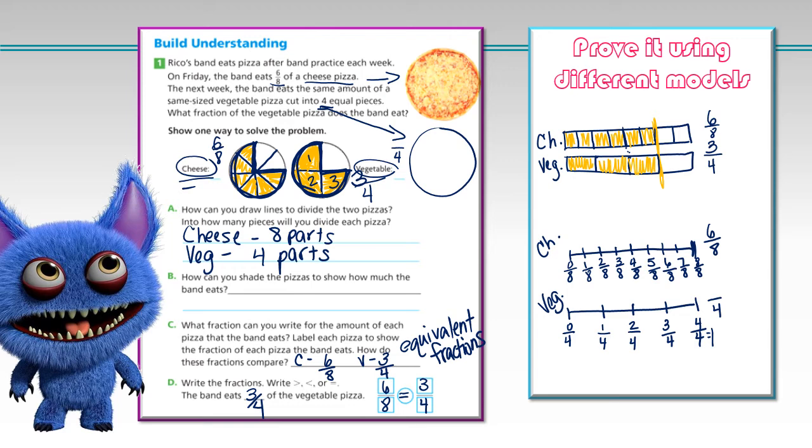So let me get another color. Okay, and I know that my cheese pizza, they ate 6/8. So 1, 2, 3, 4, 5, 6. So they ate 6/8 of a cheese pizza. And I want to find the same amount. So if I look at it vertically, I can see that the same amount would be right here. So 3/4 would be the same thing as 6/8.